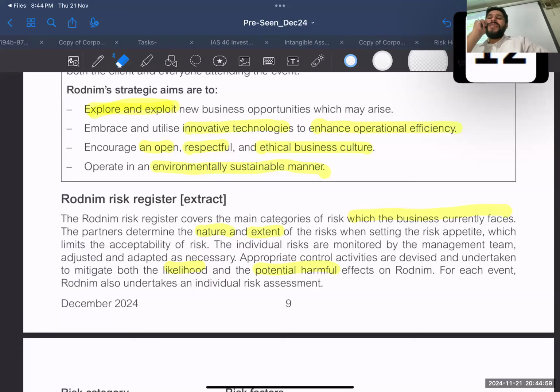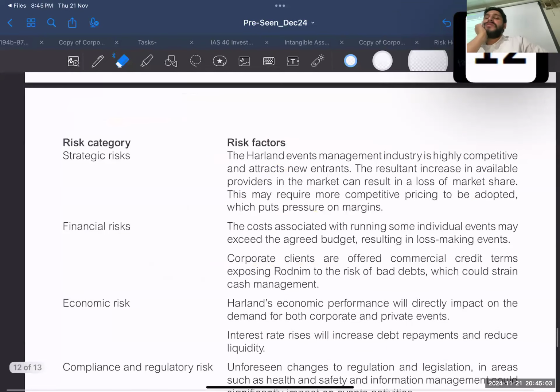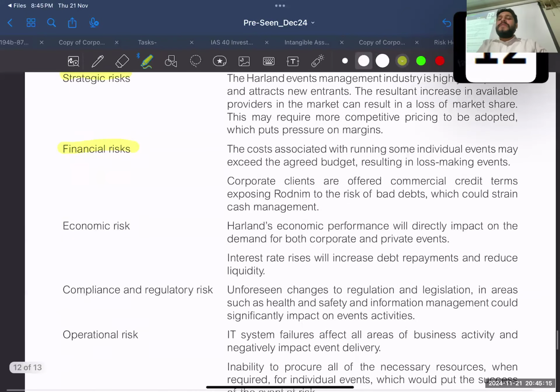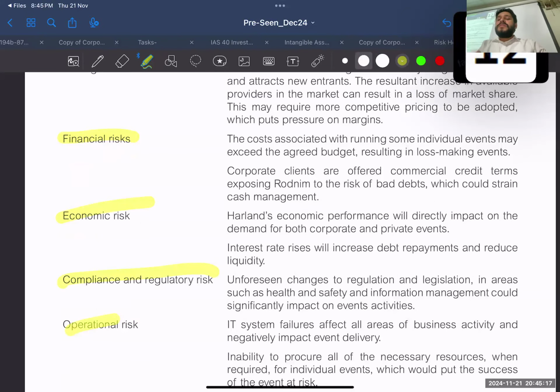So, Rotterdam also undertakes the individual risk assessment. So, let's just quickly get into the individual risk assessment, risk category. Sir, we have seen these headings in our handout. Sir, I have seen the strategic risk heading in my handout. Sir, I have seen the financial risk heading in my handout. I've seen the economic risk, compliance risk, operational risk.